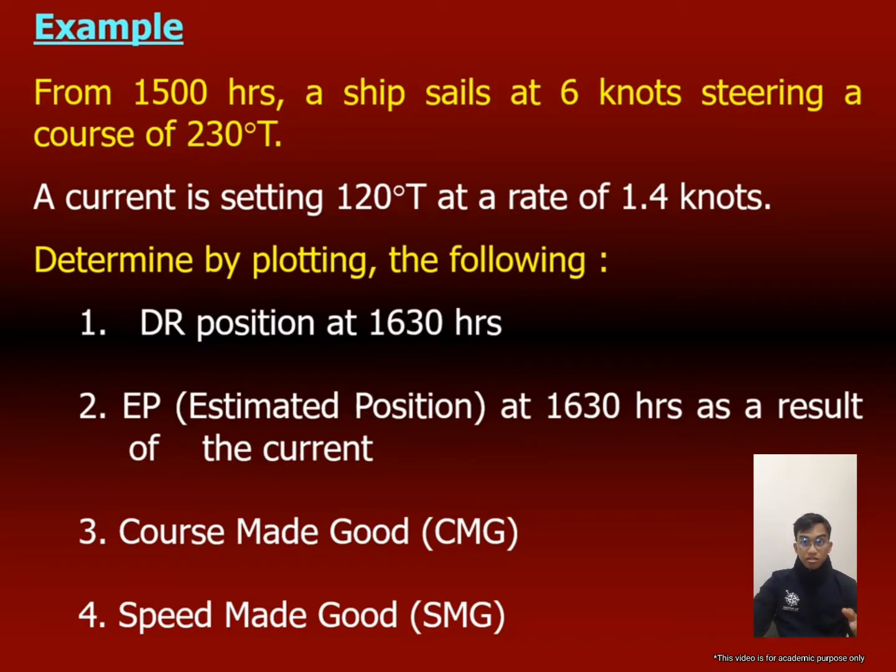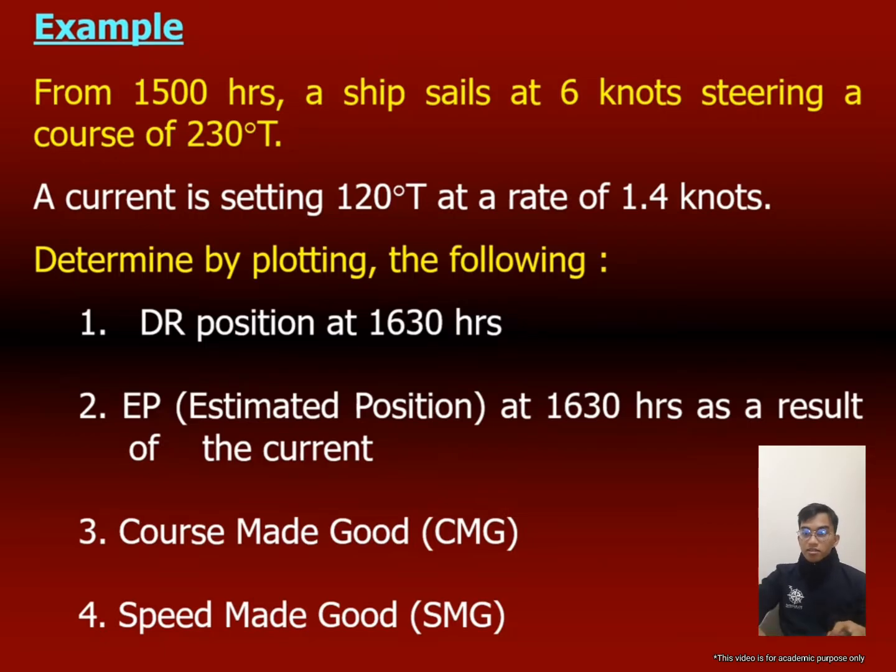A ship sails at 6 knots, steering a course of 230 degrees true. A current is setting 120 degrees true at a rate of 1.4 knots. We need to determine, by plotting, the DR position at 1630 hours, and an estimated position at 1630 hours as a result of the current, and we would be finding the course made good, or CMG, and also the speed made good, which is the SMG.